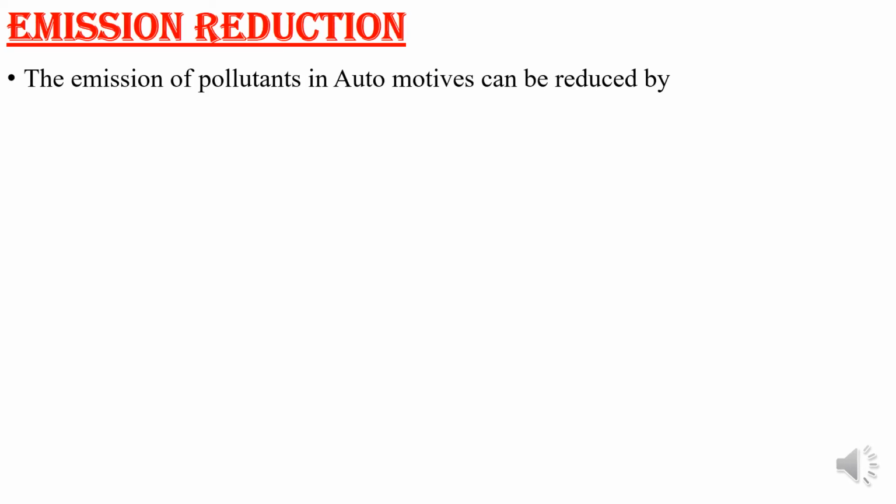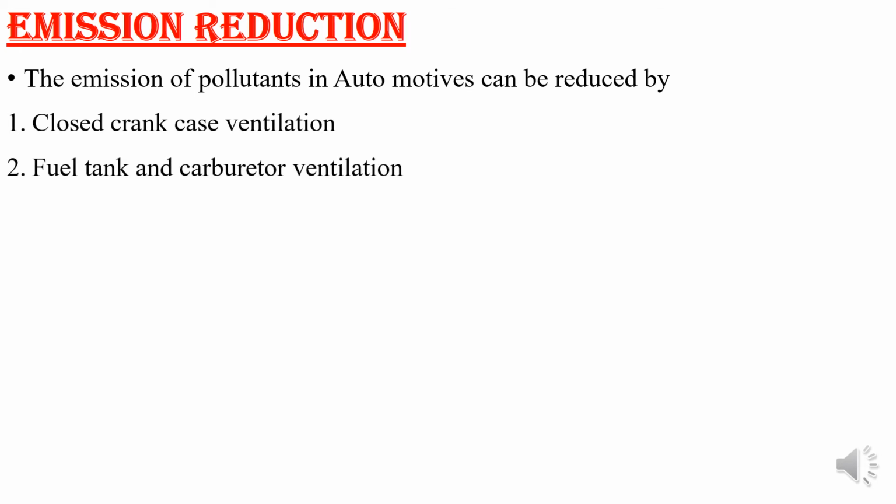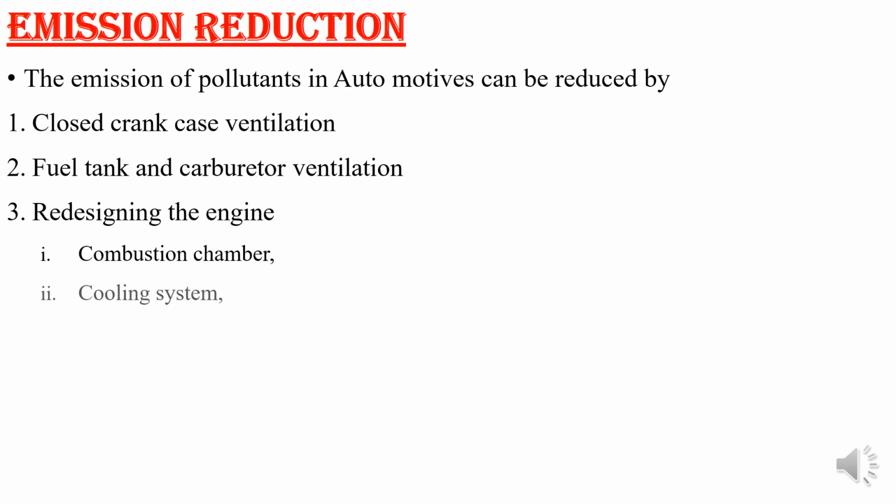Next, emission reduction. Now the other emissions, how they will form. One is the crankcase, closed crankcase ventilation. Next, one more is the fuel tank and carburetor ventilation. Then there is the design of the engine, that is the combustion chamber, cooling system, then fuel supply system, and ignition system.